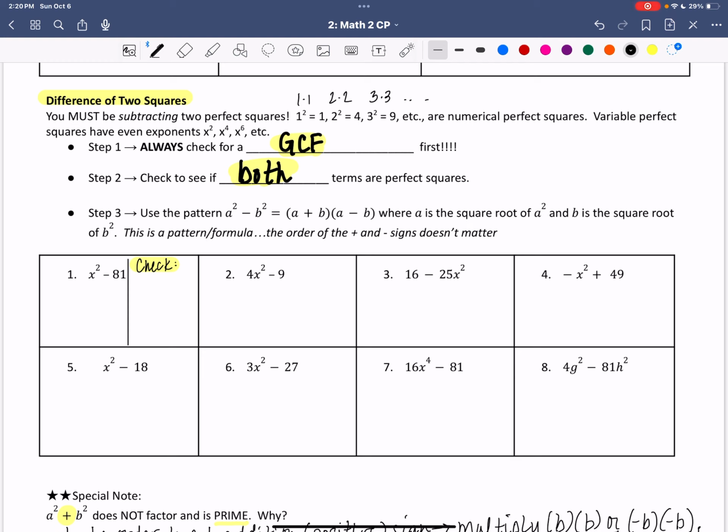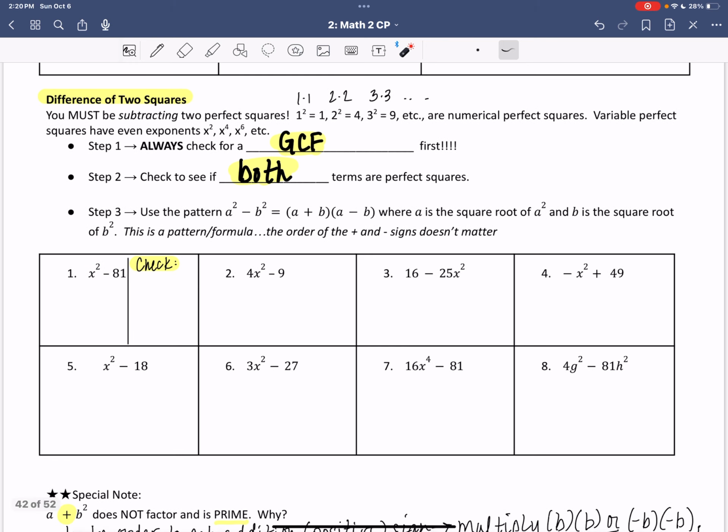All right, so first step, always check for greatest common factor. So let's look at number 1. Well, we don't have any numbers in common, and they don't have any variables in common, so we're good there. Then it says check to see if both terms are perfect squares. Is this a perfect square? Yes, because you've got x squared. Is 81 a perfect square? Yes, because it's 9 times 9.